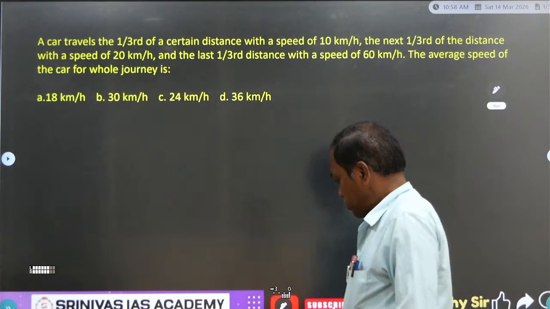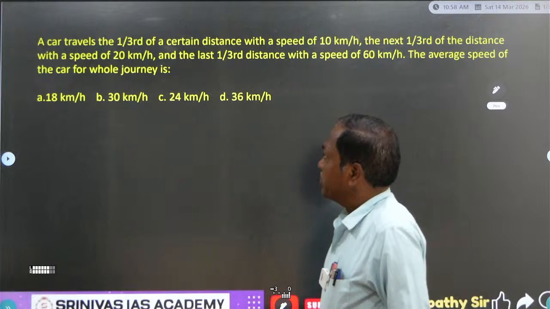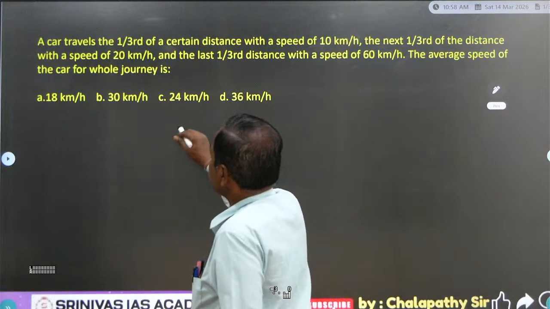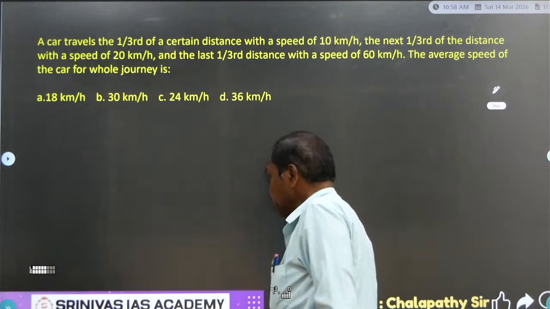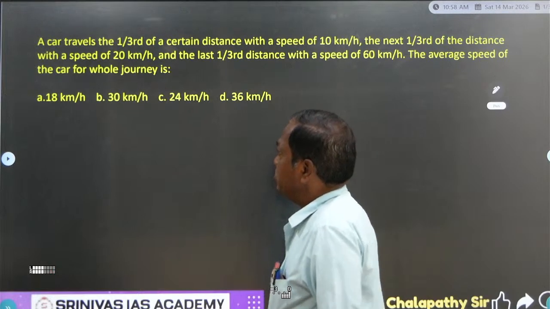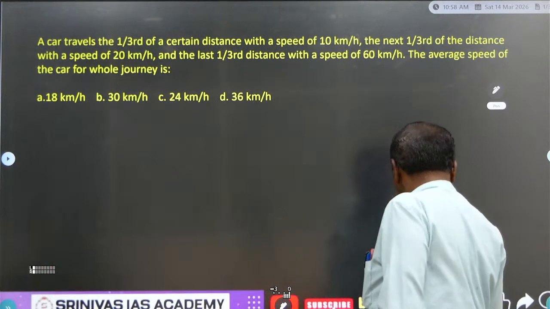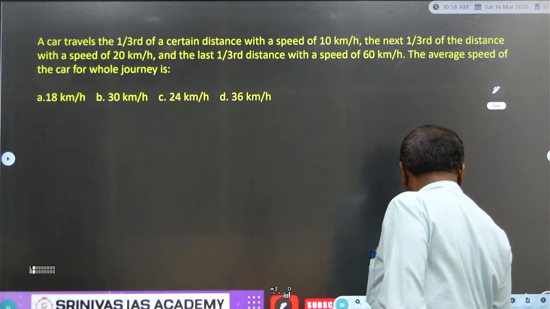Right. Today's session is related to time, distance, and speed. Time, distance, and speed. Now let us see the basic information related to this.